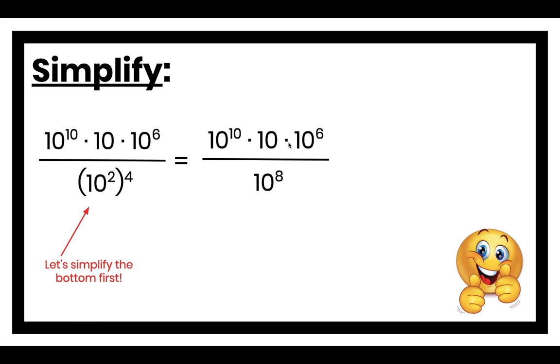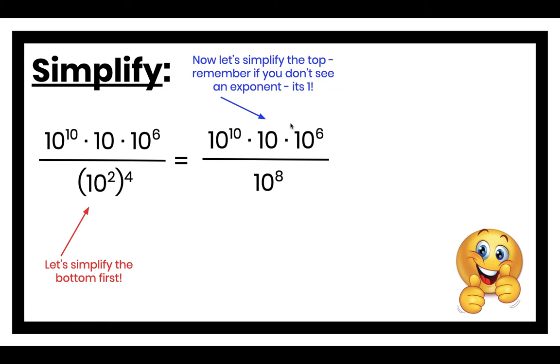Now I want to look at simplifying my top. When you don't see an exponent, so we have a 10 to the 10th here, just 10, and 10 to the 6th, there's always an assumption there's a 1 there. So when we are multiplying powers, we are going to add our exponents. So it's going to be 10 plus 1 plus 6. 10 plus 1 is 11, plus 6 more is 17. So 10 to the 17th power over 10 to the 8th.